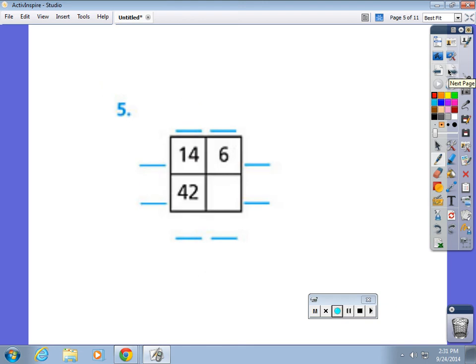Problem number 5. I see a 14 and a 42, and 14 doesn't have too many numbers that can make it. The only way you can make that is a 7 and a 2. Notice I put my 7 this way because 42 is divisible by 7, making this a 6 and that a 7 because 6 times 7 is 42. We now have 2 here and 6 here, which means we need to just figure out our 6. 6 divided by 2 is 3. 3 times 6 gives me my missing number of 18.